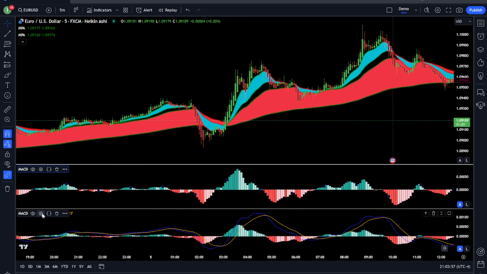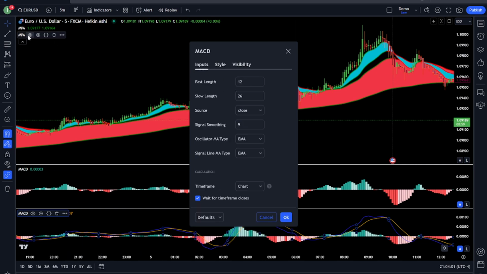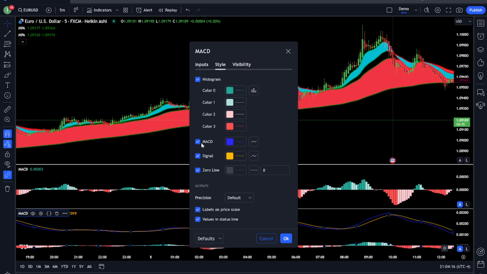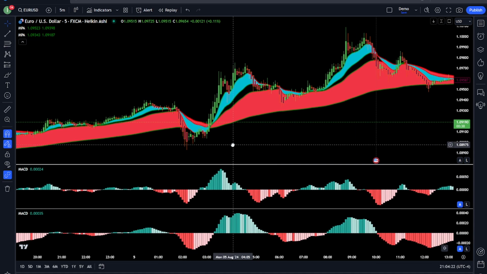And then on the second MPA, same thing. We had the second MPA as 34, 144. So we'll change the second MACD to the same inputs. Fast length will be 34 and slow length will be 144. And in the style section, you don't need the MACD and signal line. So that is all we need.